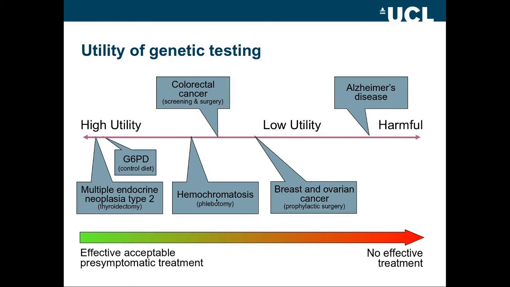And then in the middle we have things like mutations causing hemochromatosis, where phlebotomy can be useful, mutations causing colorectal cancer, where we can make sure that people are screened very regularly in order to be able to perform surgery early on, and things like mutations leading to breast and ovarian cancer, where again prophylactic surgery can be useful.